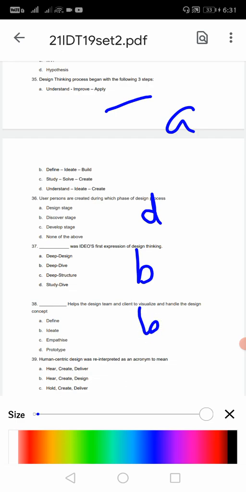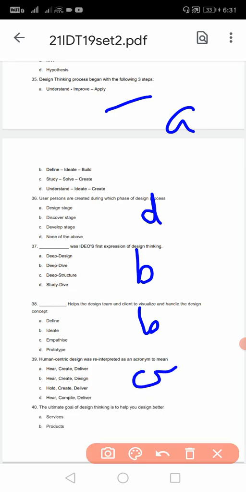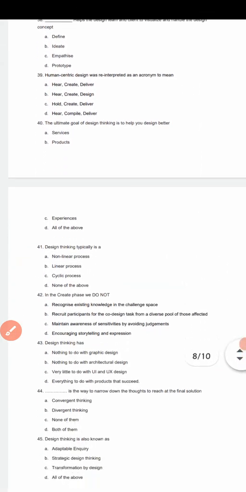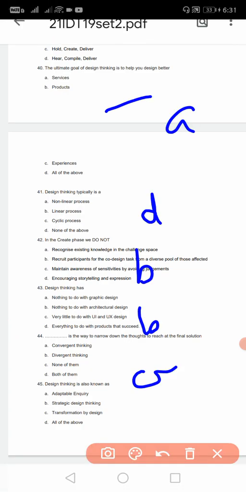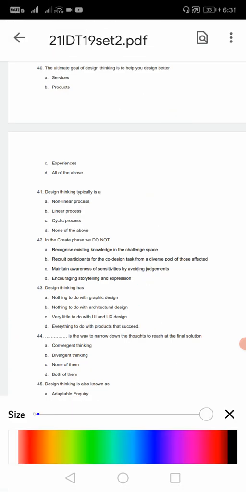39. Human-centric design was reinterpreted as an acronym to mean. The answer is A, hear, create, and deliver. Next, 39 is over. Next is 40. The ultimate goal of design thinking is to help you design better. The answer is D, all of the above: experience, service, and products.